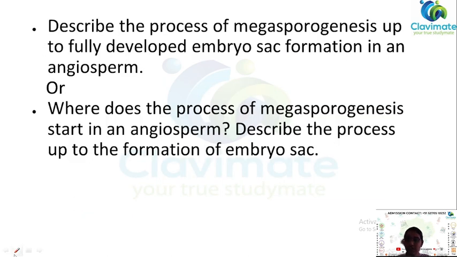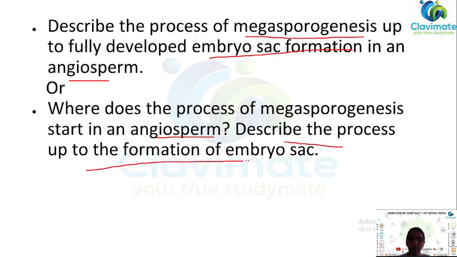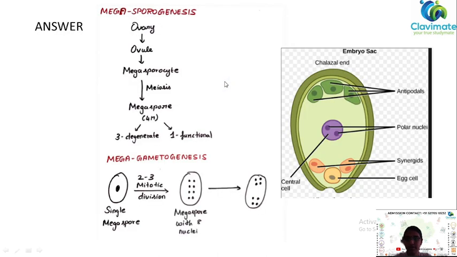The next question is describe the process of Megasporogenesis up to the embryo sac formation in an angiosperm. Or this question can also be written as where does the process of Megasporogenesis start in an angiosperm, and describe the process up to the formation of embryo sac. So you have to describe Megasporogenesis until embryo sac formation. Okay. So here is the answer to it.